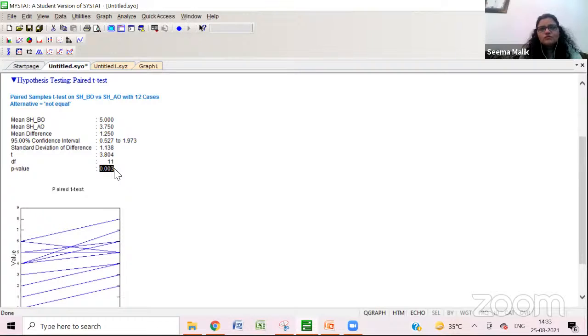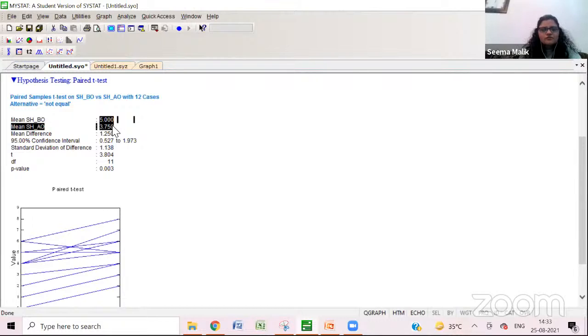It is low. P value low, let the hypothesis go. So what was the hypothesis? The hypothesis was there is no difference in the study hours, and the p value is low, so the hypothesis goes. It means there is a significant difference between the study hours. Got it? There is a significant difference between the study hours before the motivation lecture and after the motivation lecture.